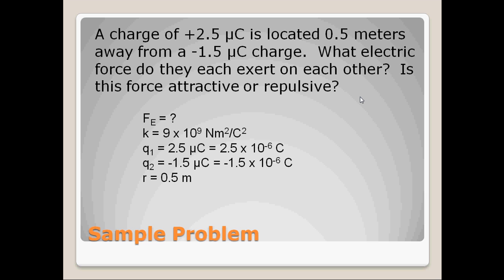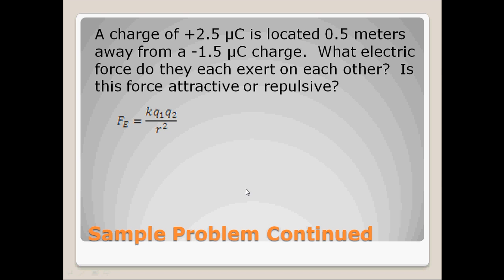So as always, I'm going to write down everything I know. I don't know the force, but I know Coulomb's constant, always going to be the same, don't even have to think about it. My first charge is 2.5 microcoulombs. I need to convert that into coulombs. All I need to do in order to do that is add a times 10 to the negative 6. That simple. Same for my second charge, add a times 10 to the negative 6 to get it into coulombs, and I know the distance between them.